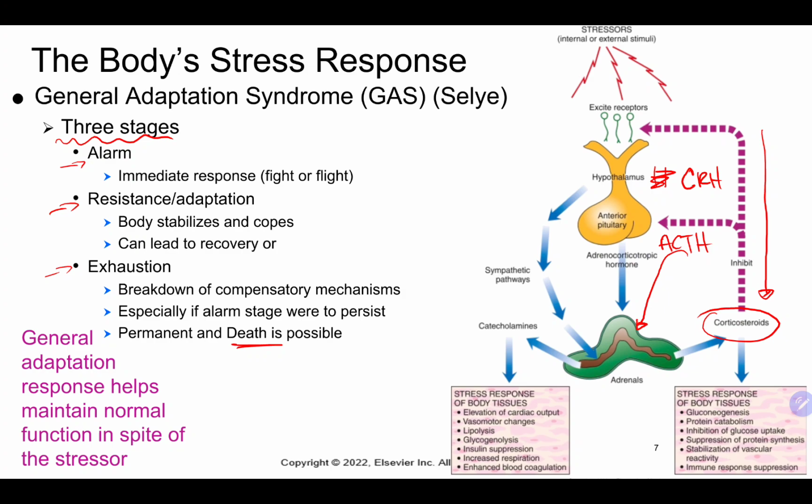Also, we have to think about our sympathetic pathways as well. We're going to release, for example, epinephrine and norepinephrine. And you also have to remember what those effects are going to do to the body: an increase in heart rate, allowing more air to come into your lungs, and dilation of your eyes, allowing more light to enter your eye. So remember the stress responses in general.